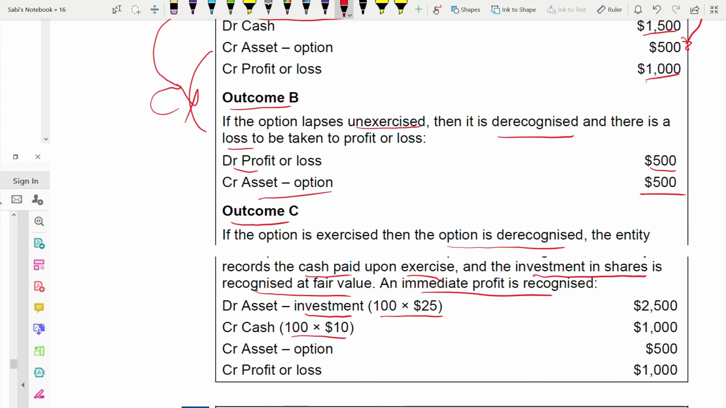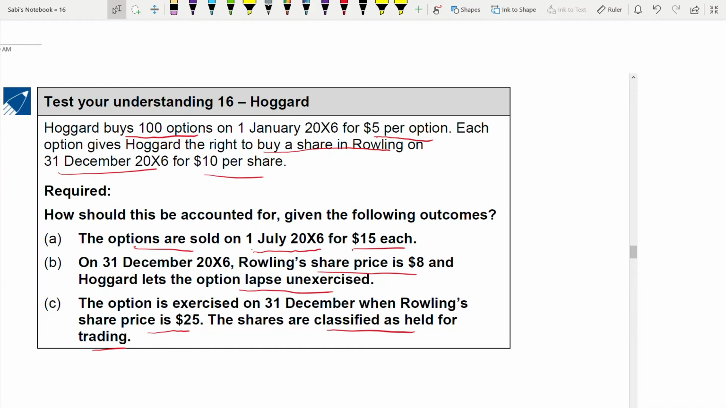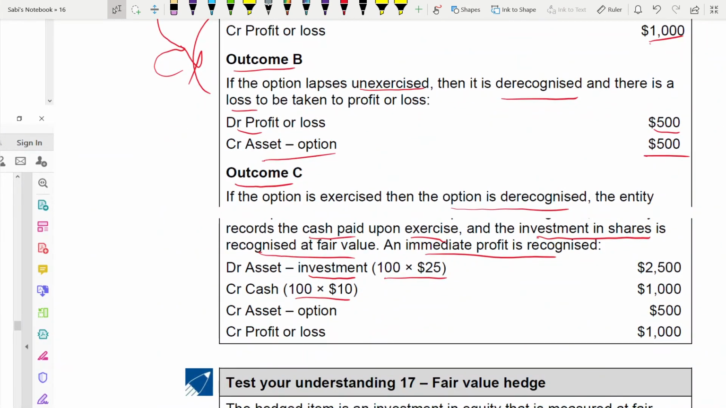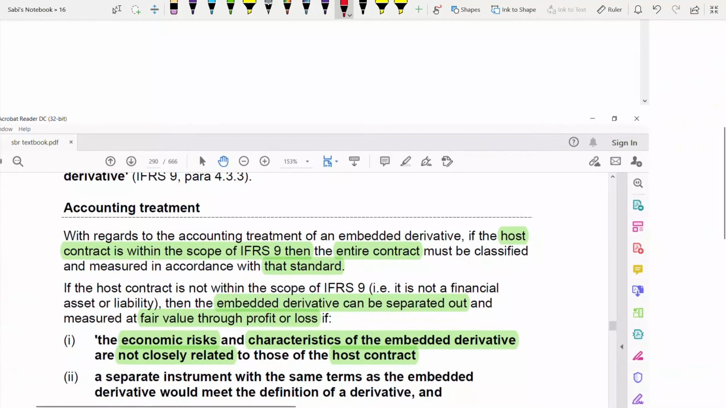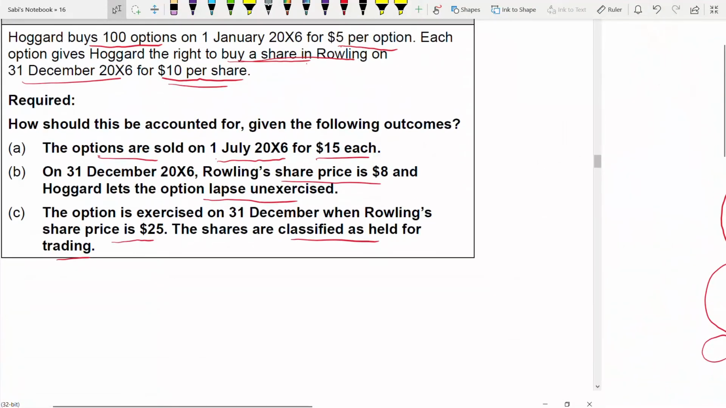100 into 10. Okay, because they buy a share on 31st December for 10 per share. You see, that's why it's 100 options into 10. Next, that option is no more, it will be credited now. Instead of this you are recognizing an investment. Now there is a profit of 1,000. How? You can say it's a balancing figure. That way also you can calculate, or otherwise you can go like this.